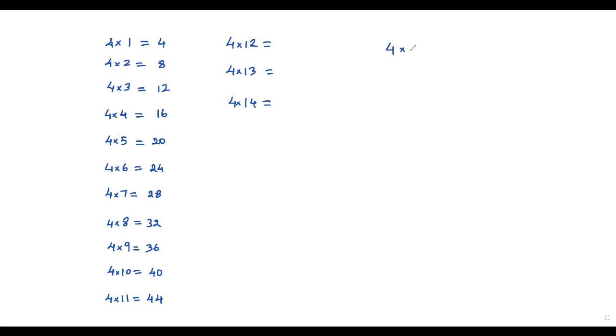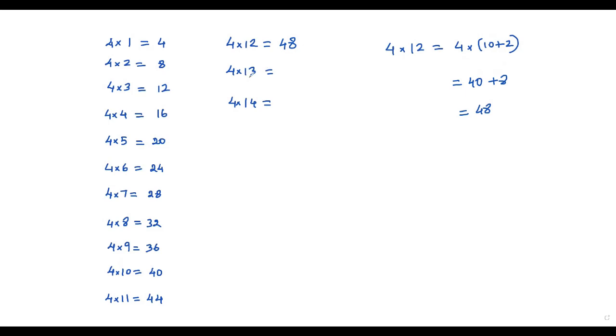Now to get the product of 4 times 12, we have to write this 12 as 10 plus 2. Here we have a question. Why do we have to write this 12 as 10 plus 2? Because we can multiply any number by 10 easily. There is 4 times 10 is 40 and 4 times 2 is 8. 40 plus 8 is 48. So 4 times 12 is 48.